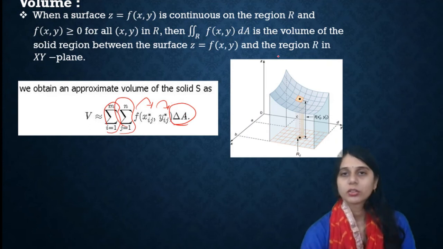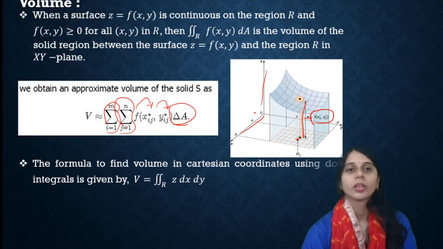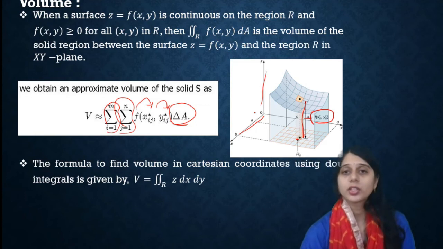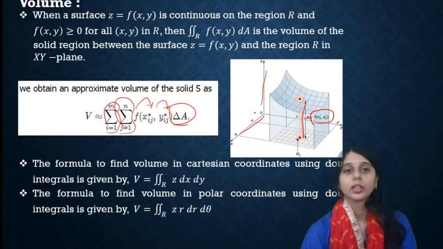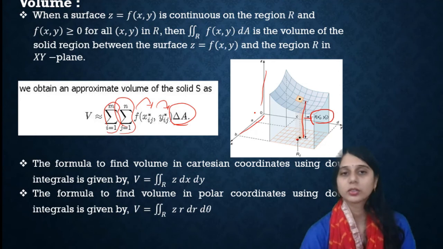So this is your surface and we have to find the volume. This is your f(xi, yij). This is your region. This is y, this is z, this is x. Okay. The formula to find volume in Cartesian coordinates using a double integral is V = double integral over R of z dx dy. The formula to find volume in polar coordinates using a double integral is the double integral of z r dr d theta.